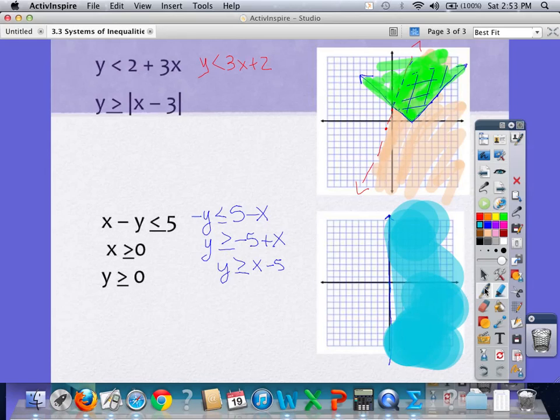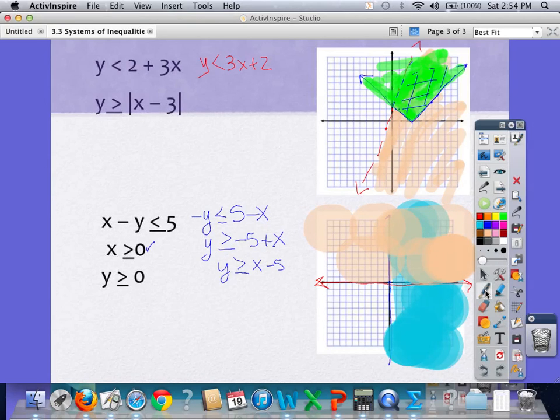Alright, so then we got this one done. Alright, this one says y is greater than or equal to 0. So that means it is going to be on the y at 0. And it says greater than or equal to, so that means it's going to be solid. Okay, that's it.